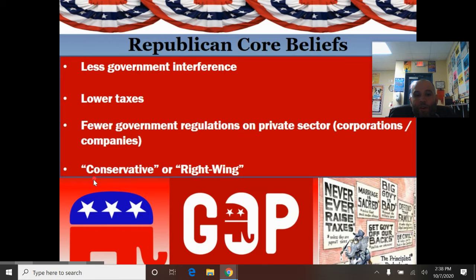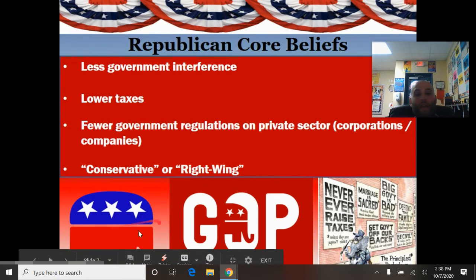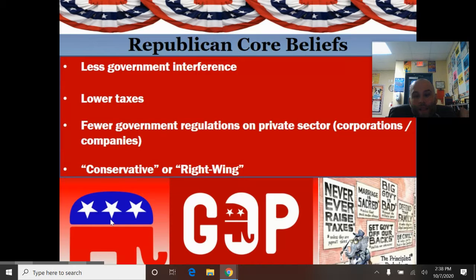And then Republicans are called conservatives or right-wing or Republicans. And they are represented by the elephant here. But again, it kind of comes down to less taxes, less government interference, less government regulations. People know what to do. People do what's best. And if you let people control, then that will be better.